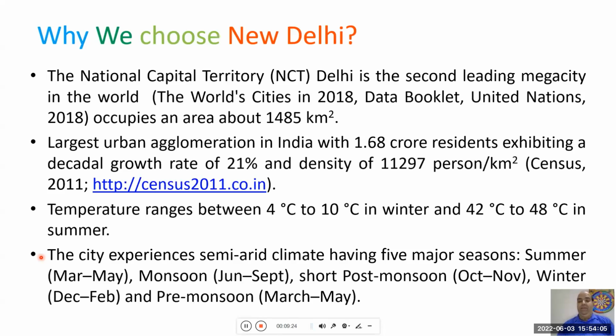Here the temperature ranges from 4 to 10 degrees in the winter and 42 to 48 degrees in the summer, which gives a semi-arid climate contributing 5 major seasons: summer, monsoon, short post-monsoon, winter and pre-monsoon, in a short band of given months.